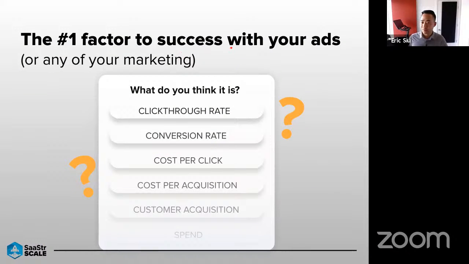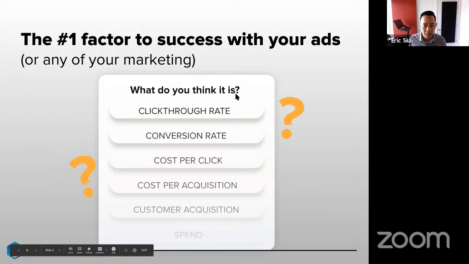Quick question for you guys and gals to answer in chat right now. What do you think is the number one factor to success with not only your ads, but your marketing? Do you think it's your click-through rate? Your conversion rate? Cost per click? These are just phrases I'm throwing in. It doesn't have to be any of these, but what do you think is the number one thing that affects all of your advertising, all of your marketing in general? Just type it in chat right now. Let me see what you guys got.